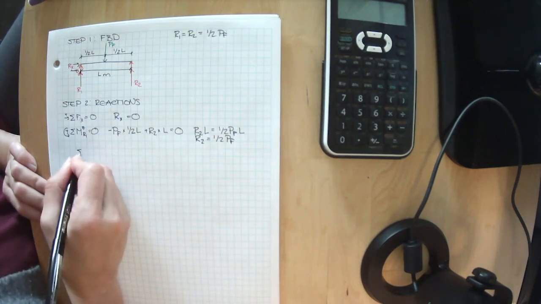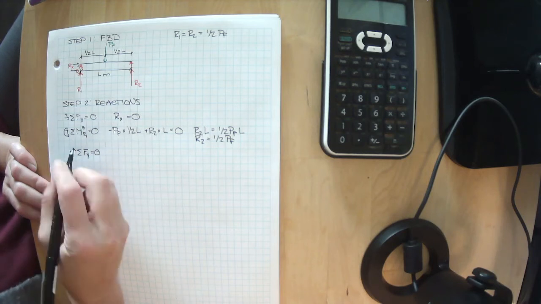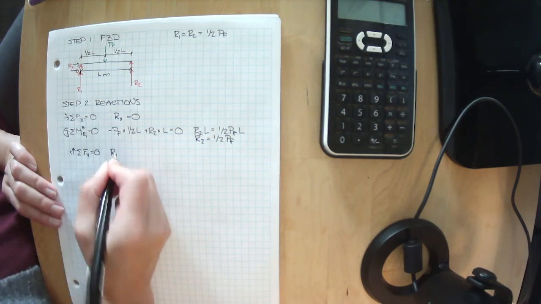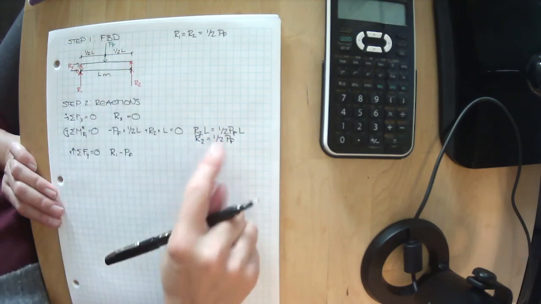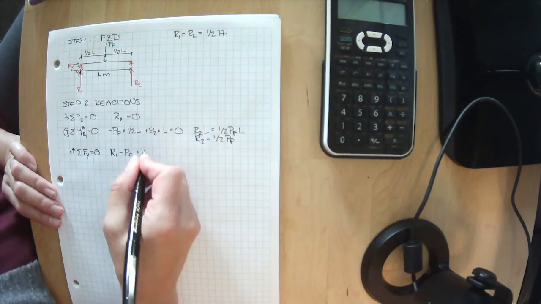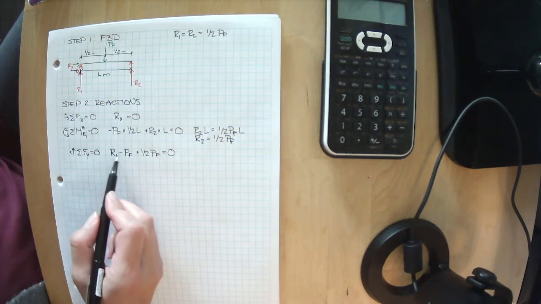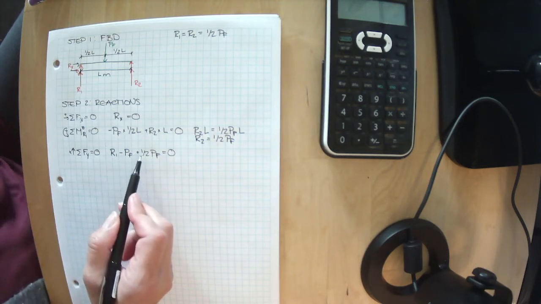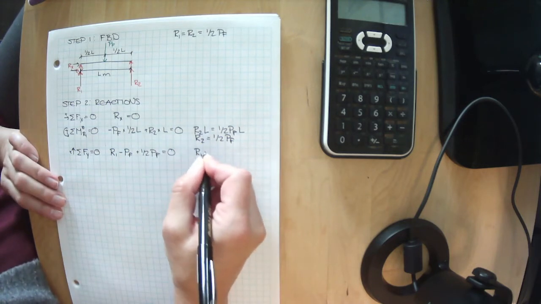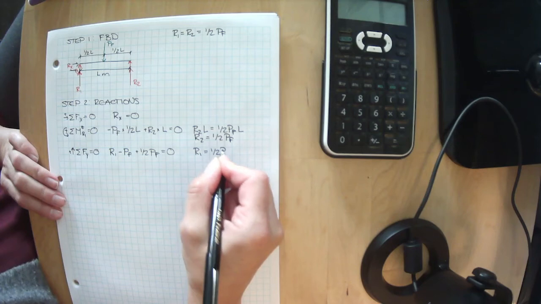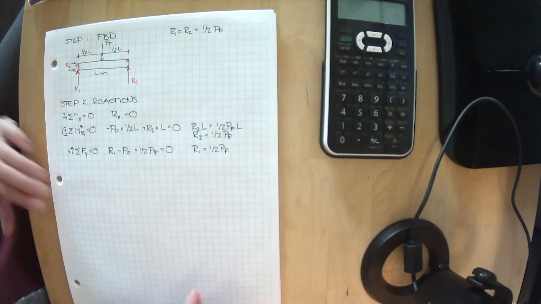Now, let's sum our forces in the y direction with everything upwards being positive. We've got R1 going up, we've got PF coming down, and we've got R2 going up, but we've already solved for R2. All right, so minus PF plus half of PF gives us minus half PF. We bring it over to the other side. R1 equals 1/2 PF. Perfect. That's exactly what we thought the answer should be.